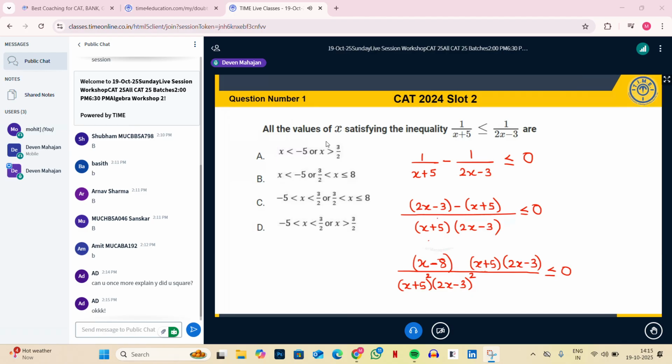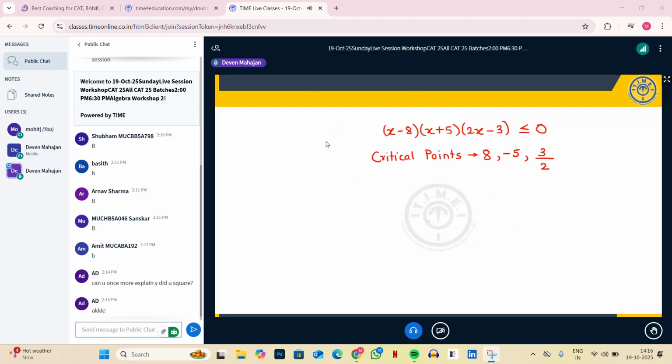Whenever you're transferring denominators to the right hand side, you convert it to a square and then transfer, because mathematically when you're multiplying by some number for an inequality, whether the number is positive or negative is going to affect the inequality symbol.